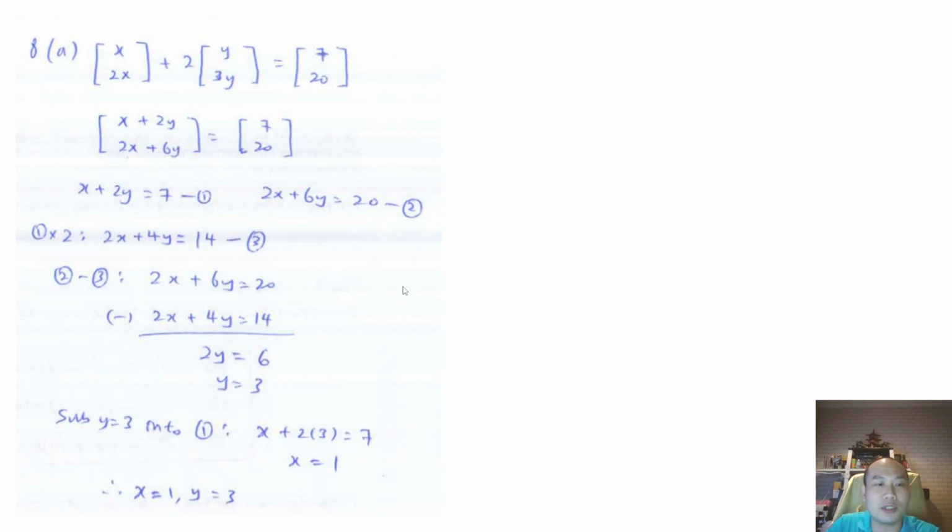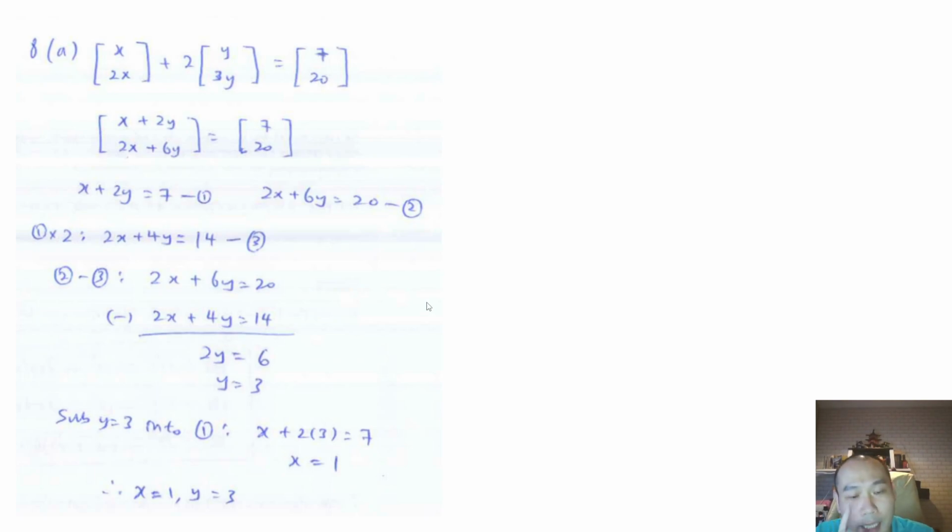For this particular case, feel free to use the substitution method if you want, but I did the elimination method here. I take the first equation, multiply by 2, so 2x times 2 is 2x, 2y becomes 4y, 7 becomes 14, equation 3. Now I have 2x in equation 2 and 2x in equation 3. I can eliminate it by subtracting one equation from another. So equation 2 minus equation 3: 2x minus 2x is gone, 6y minus 4y we get 2y, 20 minus 14 we get 6. So very quickly, y equals 3.